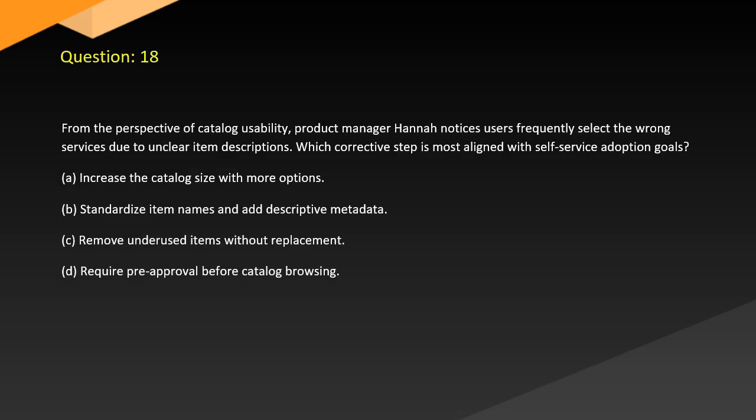Question 18. From the perspective of catalog usability, Product Manager Hana notices users frequently select the wrong services due to unclear item descriptions. Which corrective step is most aligned with self-service adoption goals? A. Increase the catalog size with more options. B. Standardize item names and add descriptive metadata. C. Remove underused items without replacement. D. Require pre-approval before catalog browsing.